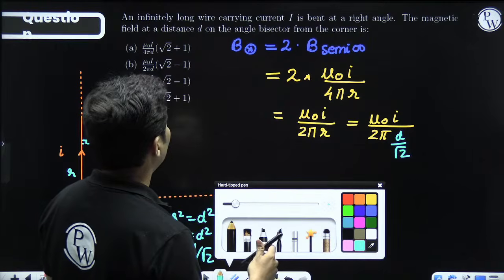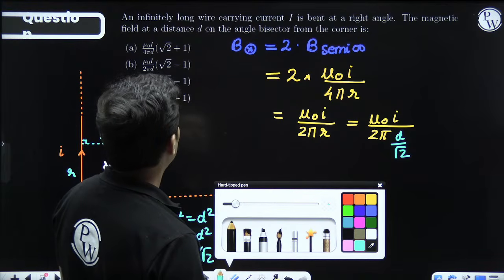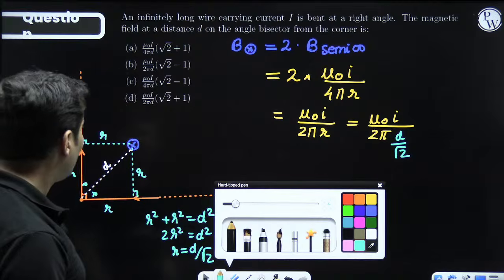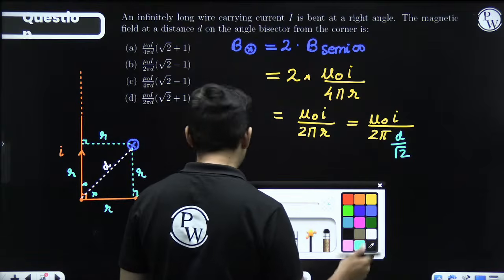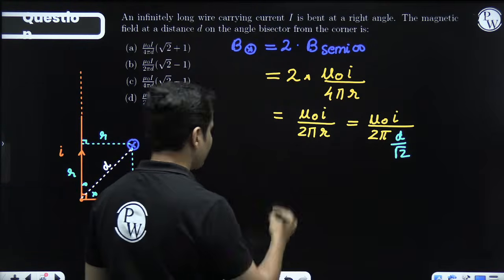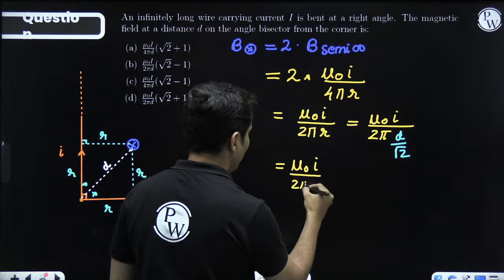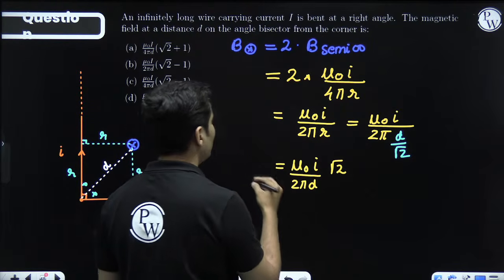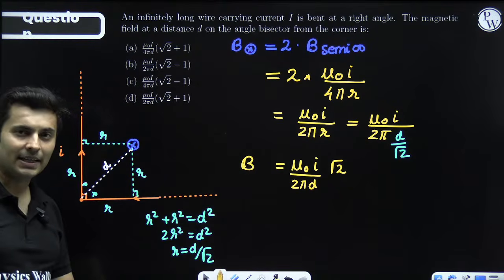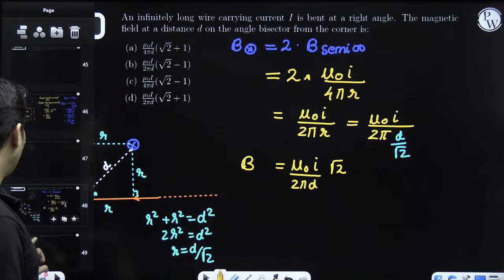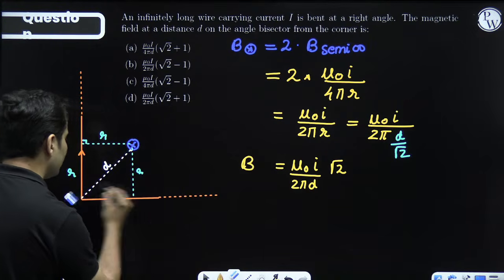At a distance d on the angle bisector from the corner. Okay, now I'll tell you why this +1 or -1 has come, because there are 2 solutions to this. So in this case, this will just become mu naught I, and then you can just put 2 pi d, and then you can just put root 2 over here. This is the net magnetic field. Okay, this is if you take the point inside. But I think the diagram was not mentioned. That's why we ended up solving it like this.